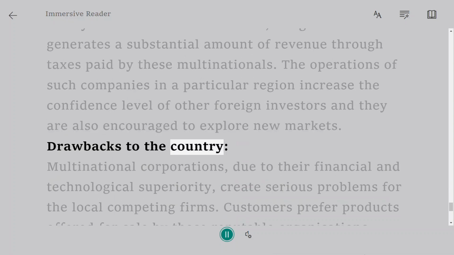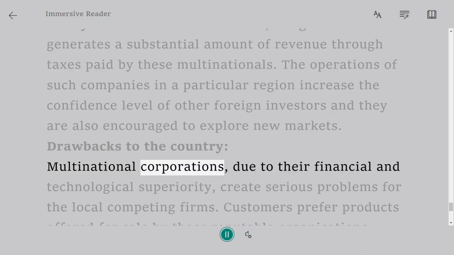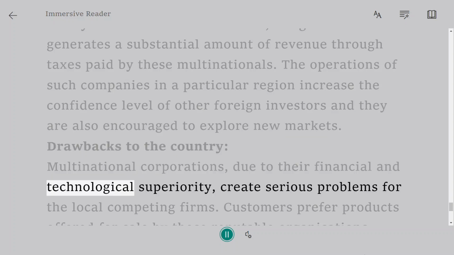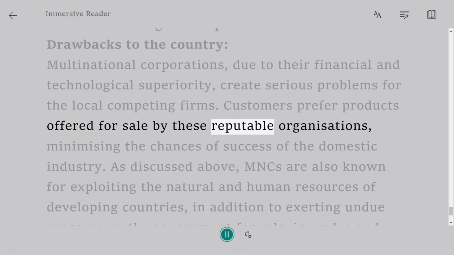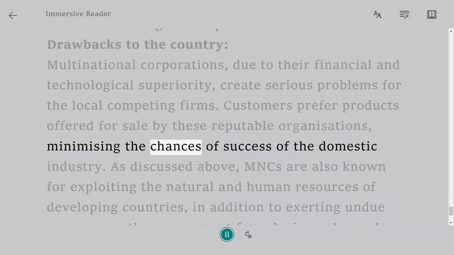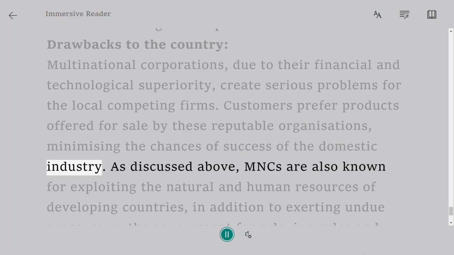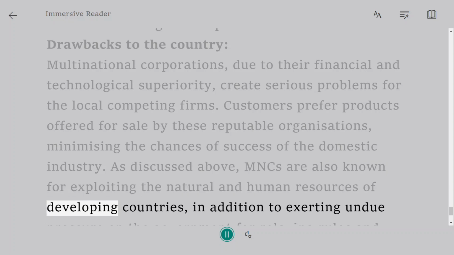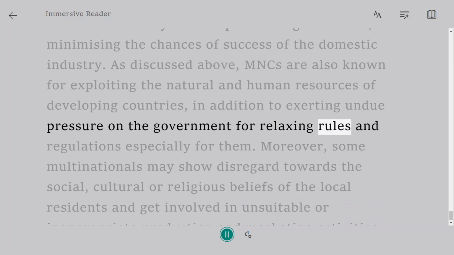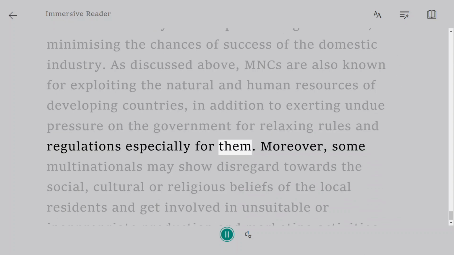Drawbacks to the country. Multinational corporations, due to their financial and technological superiority, create serious problems for the local competing firms. Customers prefer products offered for sale by these reputable organizations, minimizing the chances of success of the domestic industry. As discussed above, MNCs are also known for exploiting the natural and human resources of developing countries, in addition to exerting undue pressure on the government for relaxing rules and regulations, especially for them.